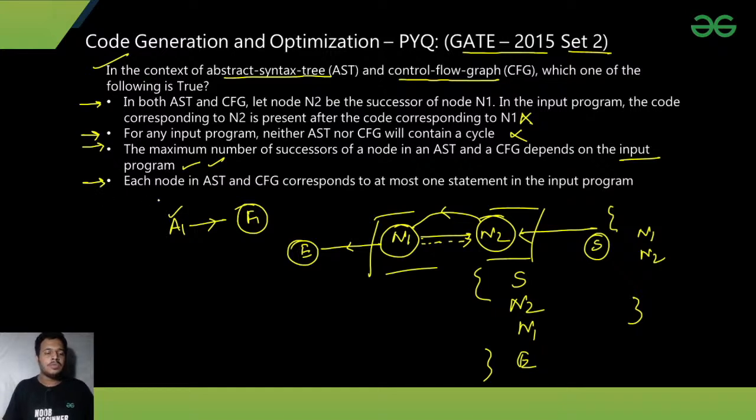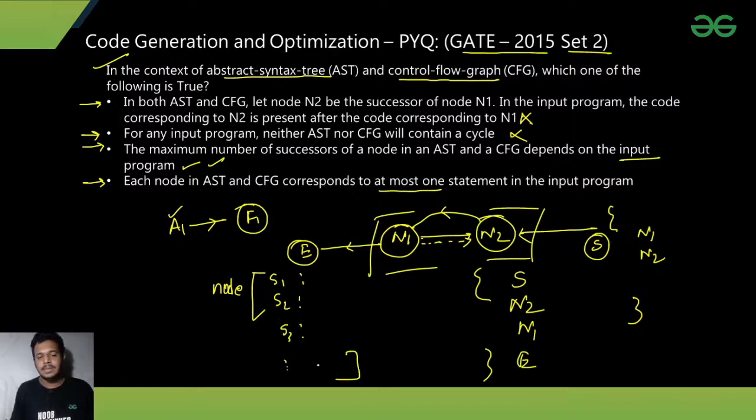Checking the fourth option, it says that each node in AST and CFG corresponds to at most one statement in the input program. This is not correct. In a specific node we can have multiple statements: statement 1, statement 2 as well as statement 3, and other statements too. So there is a possibility that there can be more than one statement in a single node.